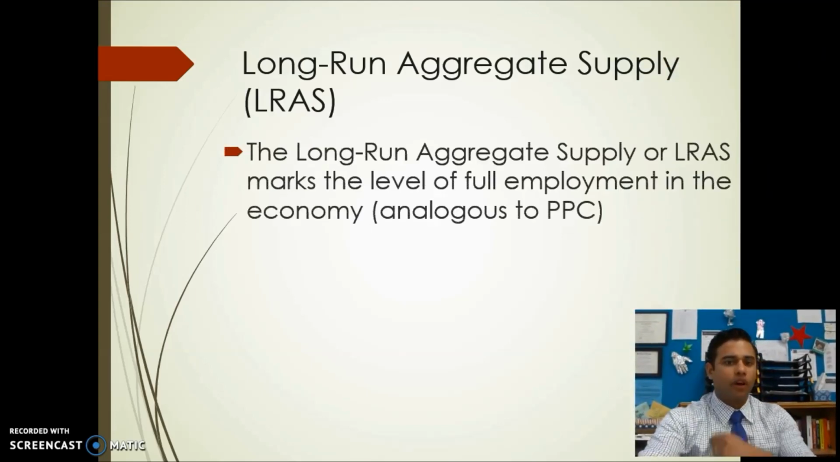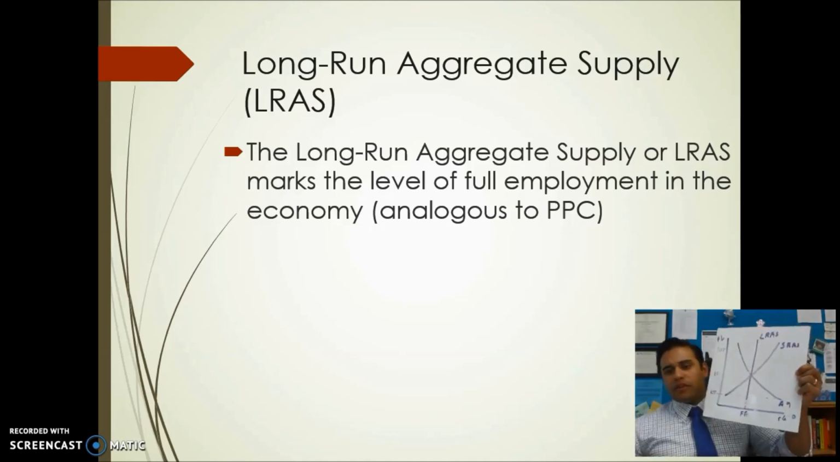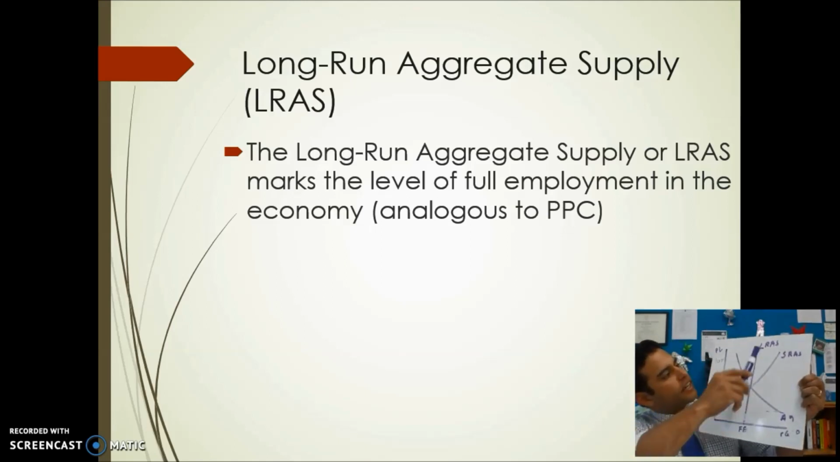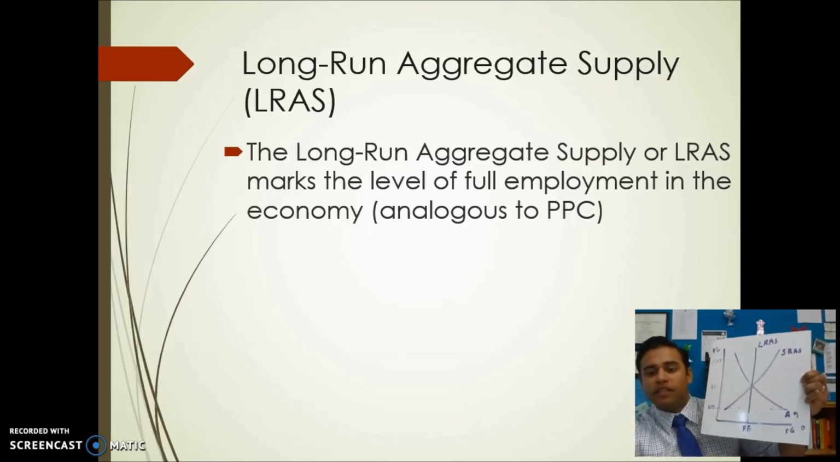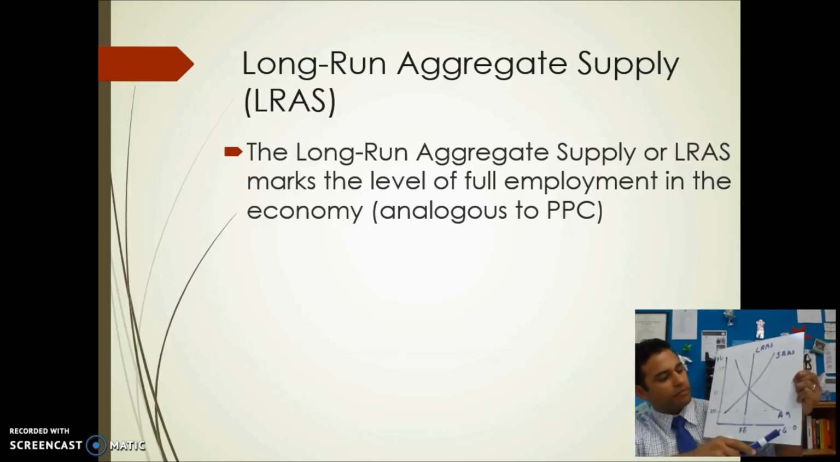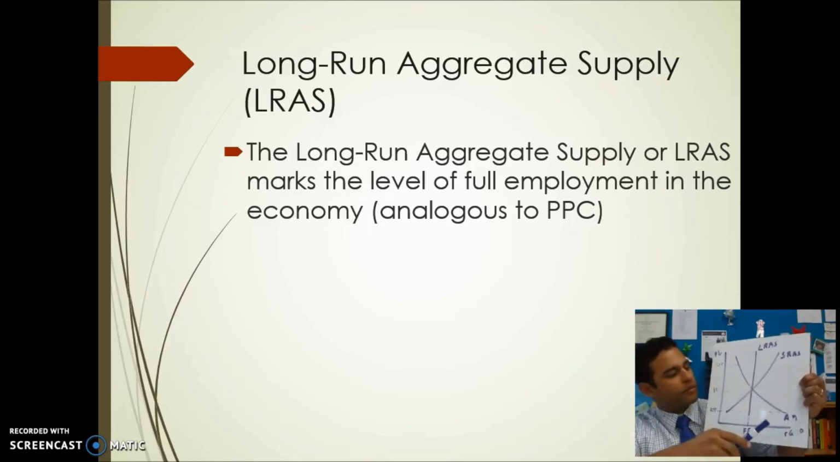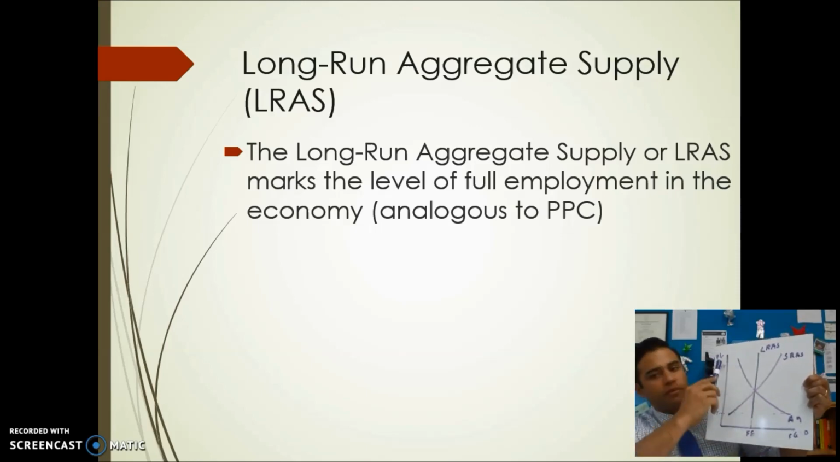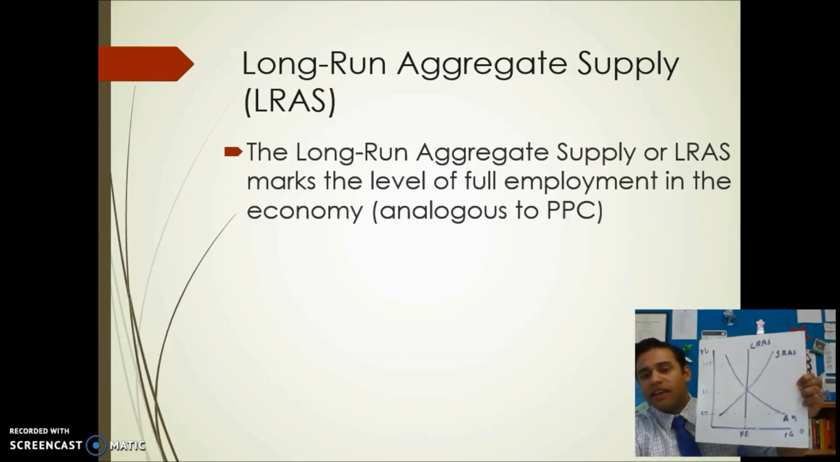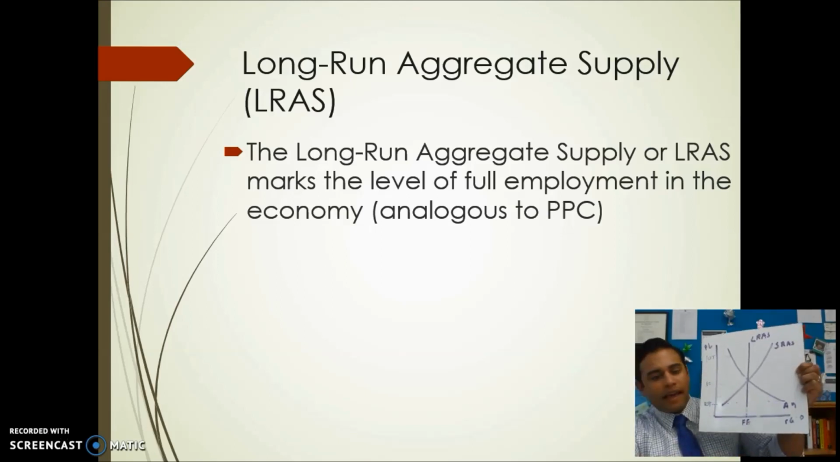So here's a slide for long-run aggregate supply, and we've just explained it, right? Long-run aggregate supply, or LRAS, marks the level of full employment in the economy. Okay? So this is an interesting thing. Let's come back here to our model, and let's look at how long-run aggregate supply has no relationship with price level and real GDP. That's what that means. In the long run, real GDP and price level are unrelated because prices have had enough time to adjust for inflation, and it exists at the level of full employment.